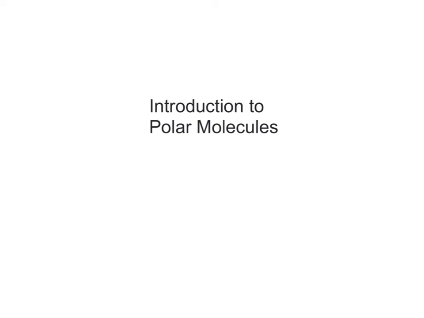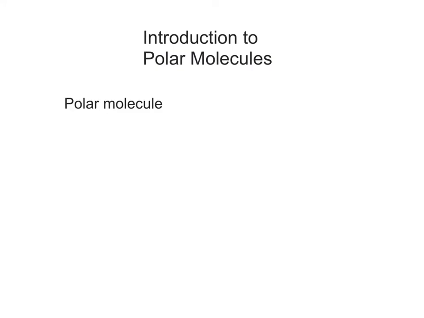In this lesson, I'm going to introduce you to the concept of polar molecules. So a polar molecule is a molecule that, as a result of its polar bonds, has an area of the molecule that is slightly negative and another area of the molecule that is slightly positive. So this area of the molecule up here is the negative end, the negative pole, and the area down here we're going to call the positive pole.